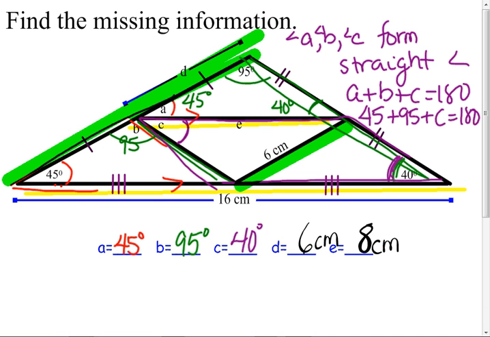So I get a whole bunch of congruent triangles. I get all these angles congruent. I could have just used the fact that this triangle was congruent to that one, and then I can find the 40 degrees. They're all going to be 40, 45, and 95.